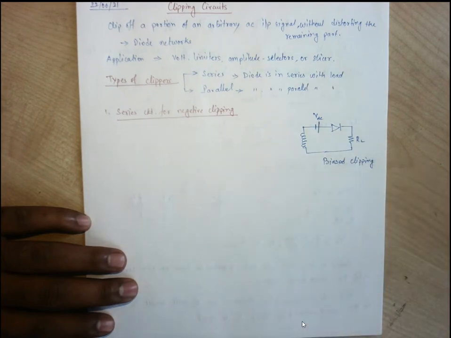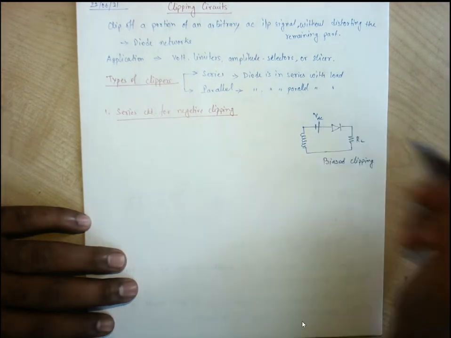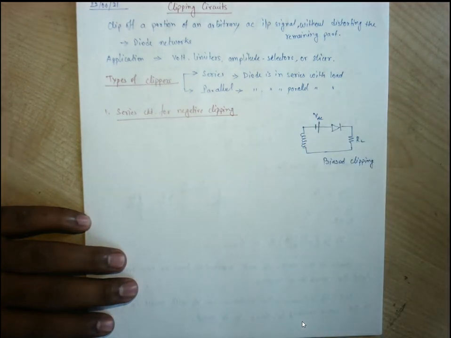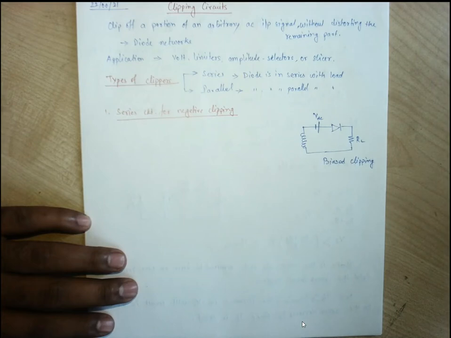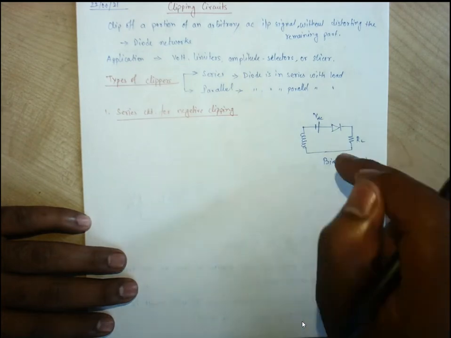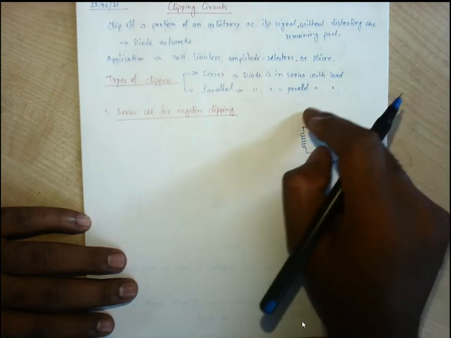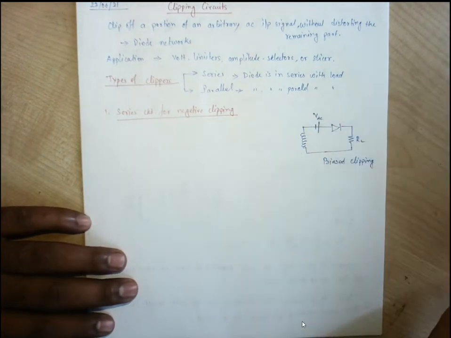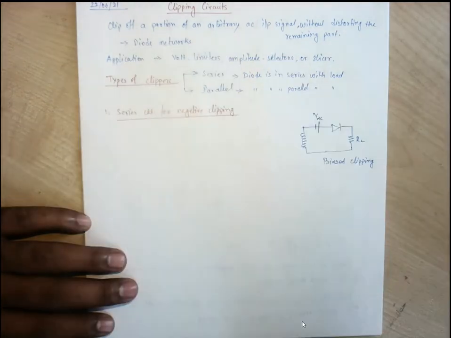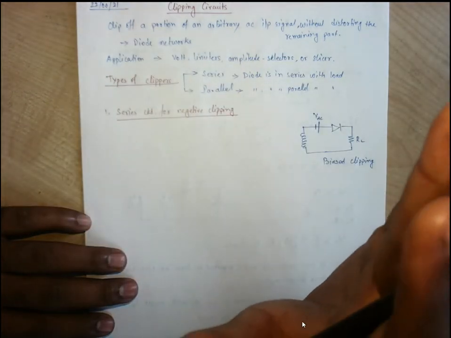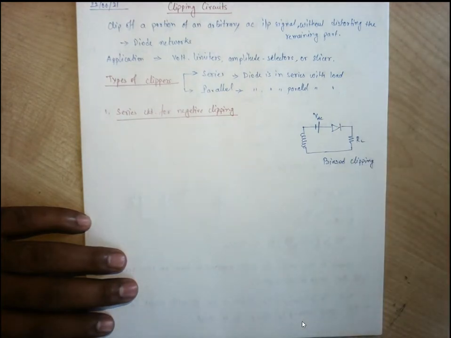Or biased clipper. Okay, based on this DC supply or DC source which has been connected along with the diode. Without this DC source, this is known as unbiased. So we are going with biased clipping, meaning this voltage source has a certain influence. If we are not introducing this DC source for the half wave rectifier, we are completely removing our negative half.